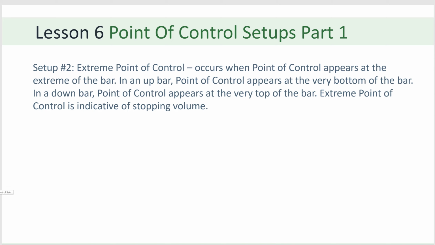Second setup is extreme point of control. And extreme point of control, I talked about this earlier with stopping volume, occurs when the point of control appears at the very extreme of the bar. In an up bar, point of control is at the very bottom. In a down bar, point of control appears at the very top of the bar. It's the extreme of the bar, and it's indicative of stopping volume.